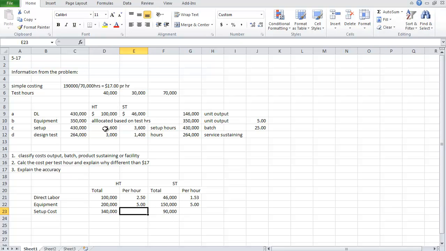So if we look at 90, we then can take the 340 divided by the 40, which would give us $8.50 an hour. We take the 90 that we calculated and we divide it by the 30,000 hours, and that then gives us $3 per hour. We'll do the same thing for the design.